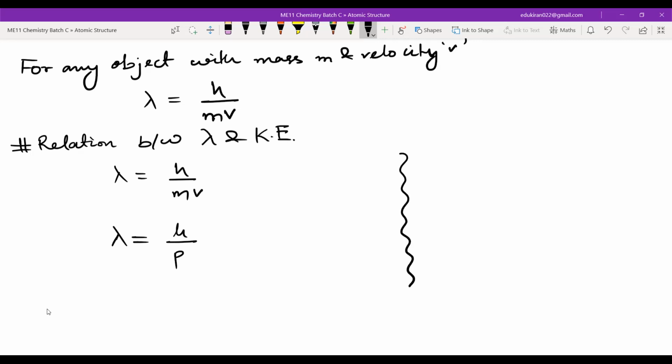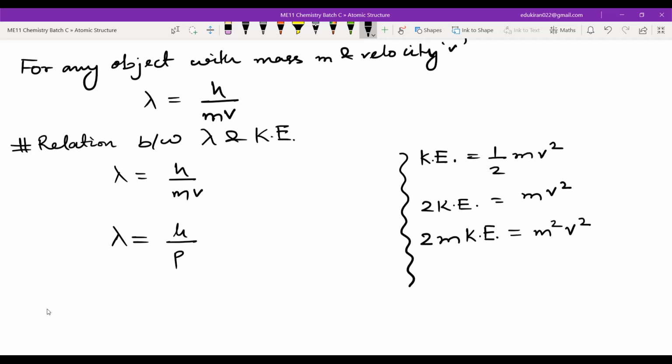Now, there is a relationship that you must have learned in physics, that kinetic energy is equal to half mv square. Now, 2 times kinetic energy will be equal to mass into velocity square, right? We have multiplied 2 on that side of the equation. Now we can also write 2 into mass into kinetic energy, by multiplying the whole left hand side and the right hand side with mass, will be equal to m square v square. Now, this m square v square is equal to momentum square. It is equal to 2 into the mass into the kinetic energy. That is why momentum will be equal to under root 2m kinetic energy.